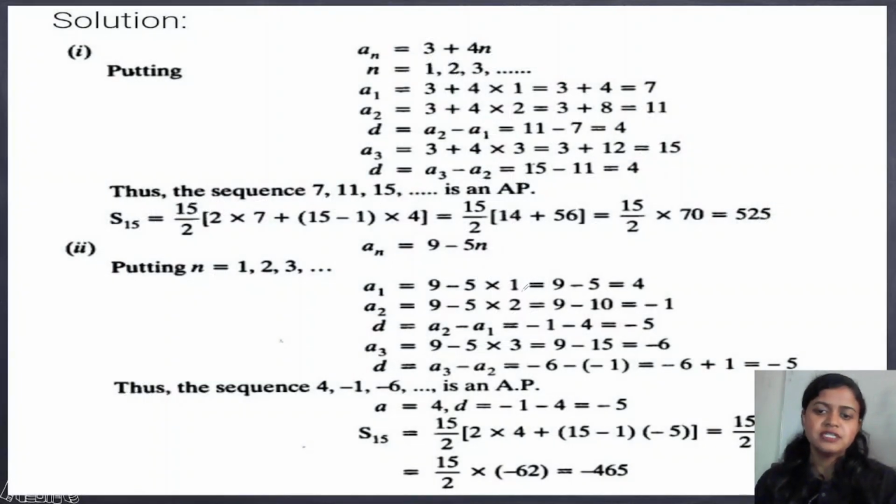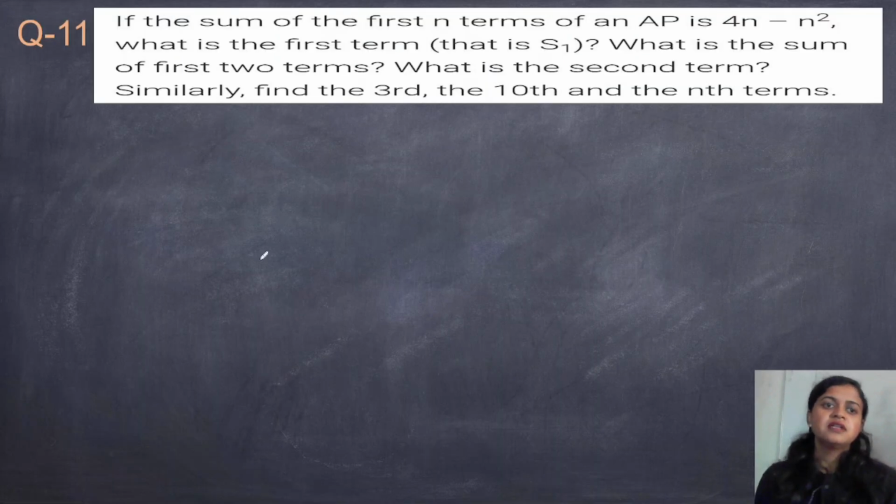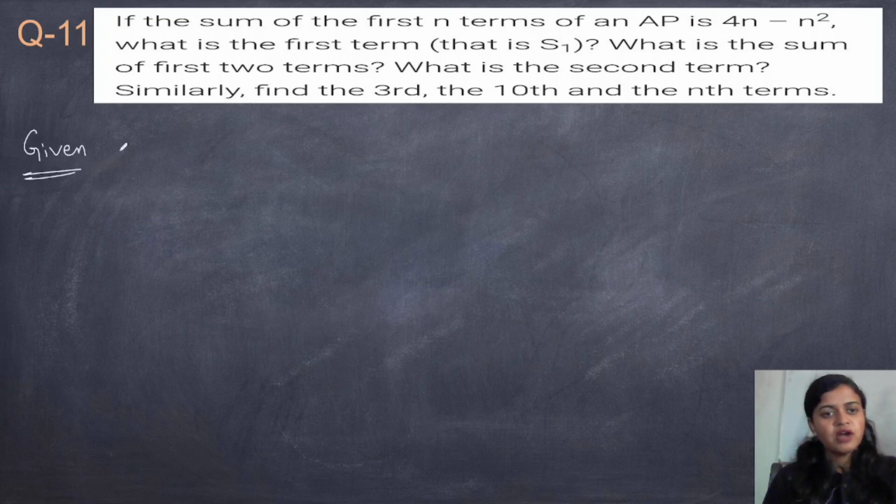Check the detailed solution. Next, question number 11. If the sum of first n terms of an AP is 4n minus n square, what is the first term, that is S1, and what is the sum of first two terms, that is S2, and what is the second term? So the second term means the A2 term. Similarly, find the third and the 10th and the nth term. So let us identify what is given and what we have to find here.